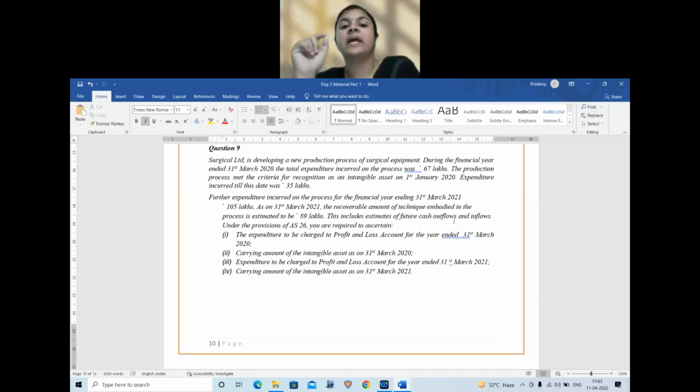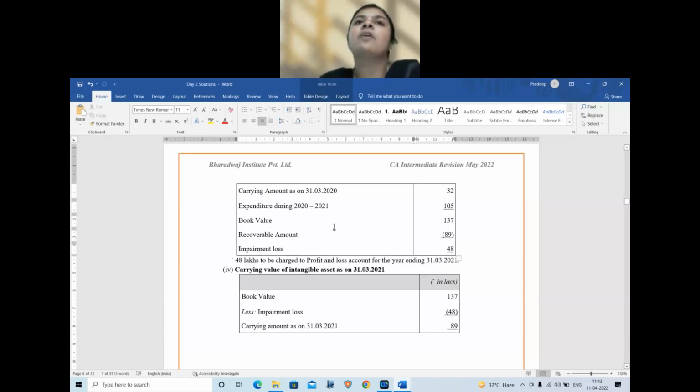But here they are saying the recoverable amount of the technique is only 89 lakhs, which means the present value of future economic benefits is only 89 lakhs. So now I know the asset value in the books is 137 lakhs, against which I have only a recovery available of 89 lakhs. So I will recognize the difference as loss. So the loss to be taken will be 137 minus 89, which is 48 lakhs. So if loss is 48 lakhs, what will become the carrying cost of the asset now? 137 minus 48, the amount of 89 will be shown in the balance sheet as intangible. So carrying amount in the balance sheet will be 137 minus 48, which is your recoverable amount 89.